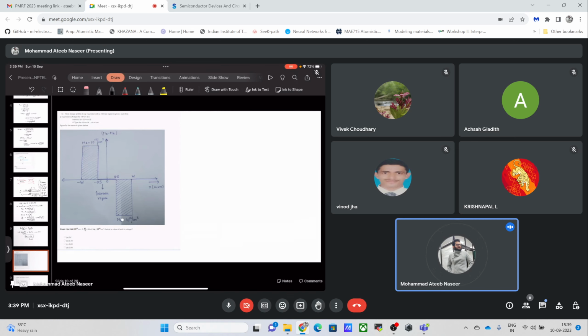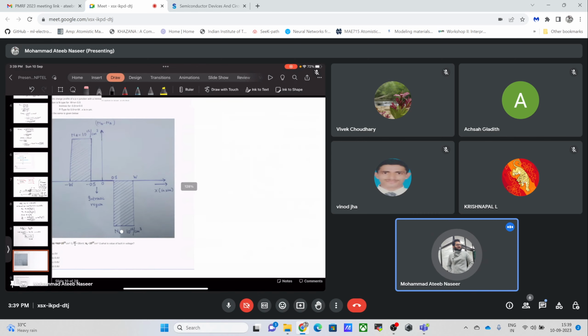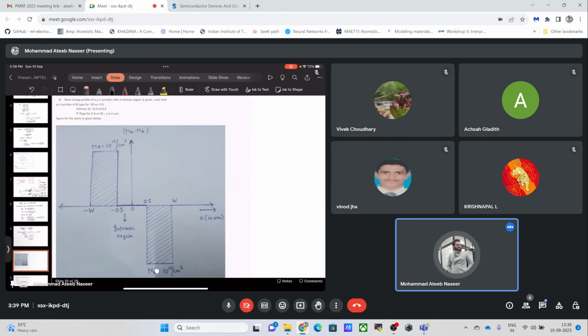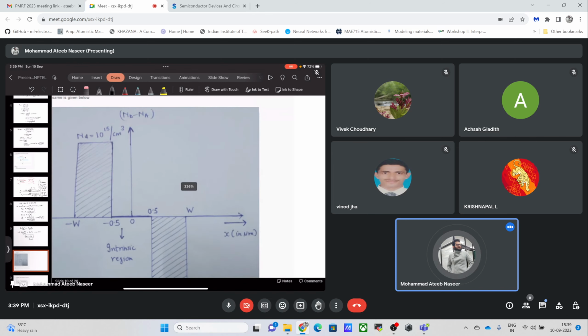Now this problem over here, let me zoom it in a bit. It says that there is some charge profile of a p-n junction, and there is some intrinsic region.